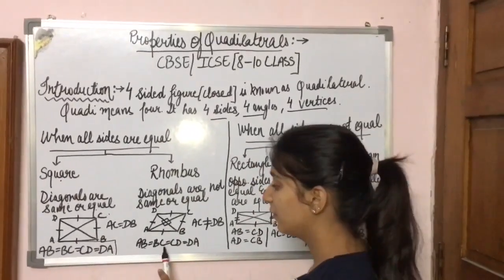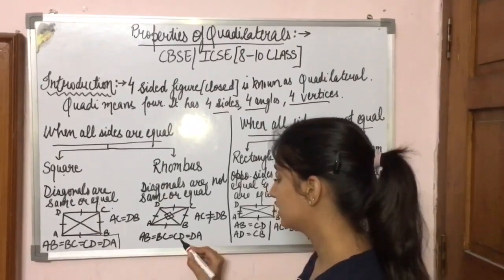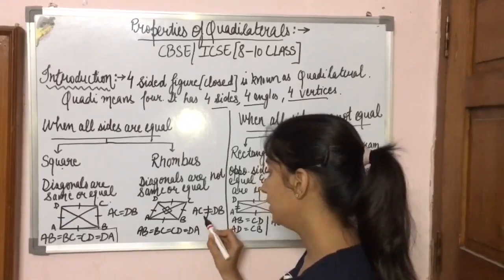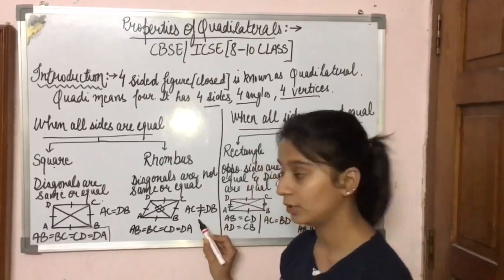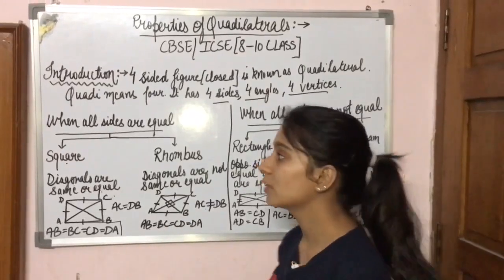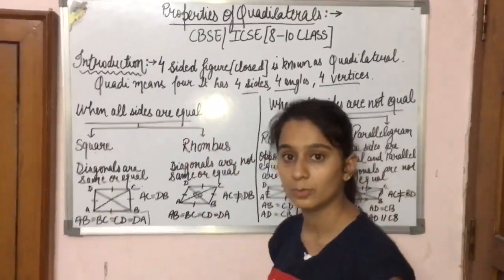So AB will be equal to BC, will be equal to CD, will be equal to DA. But the diagonals will not be equal, that is AC will not be equal to BD. They bisect each other at 90 degrees. This was the case when all the sides are equal.